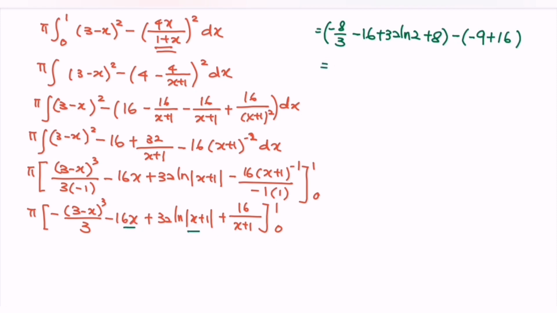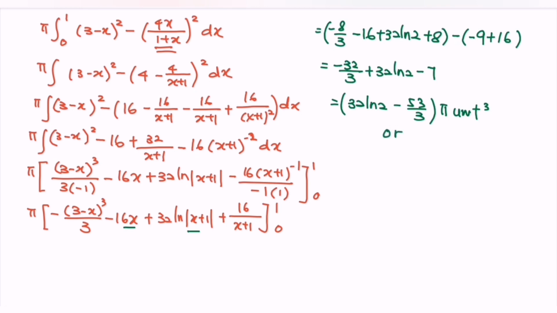So we write: negative 32 over 3 plus 32 ln 2 minus 7. Simplify, so we will have (32 ln 2 minus 53 over 3) pi, or in decimal, 4.514 pi unit cube.